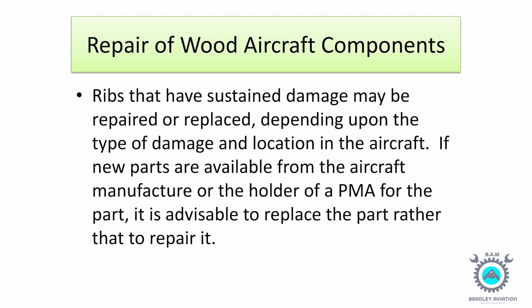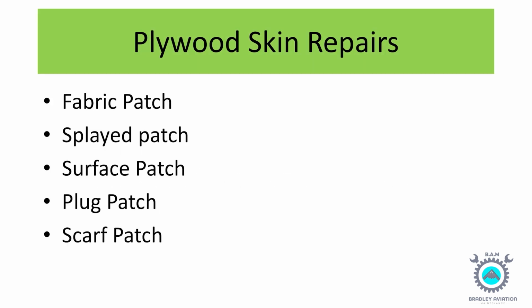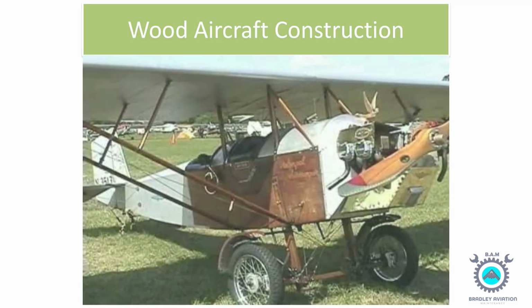Repair of wood aircraft components. Ribs that have sustained damage may be repaired or replaced depending upon the type of damage and location in the aircraft. If new parts are available from the aircraft manufacturer or the holder of a PMA for the part, it is advisable to replace the part rather than to repair it. Plywood skin repairs: fabric patch, spline patch, surface patch, plug patch, scarf patch, wood aircraft construction.